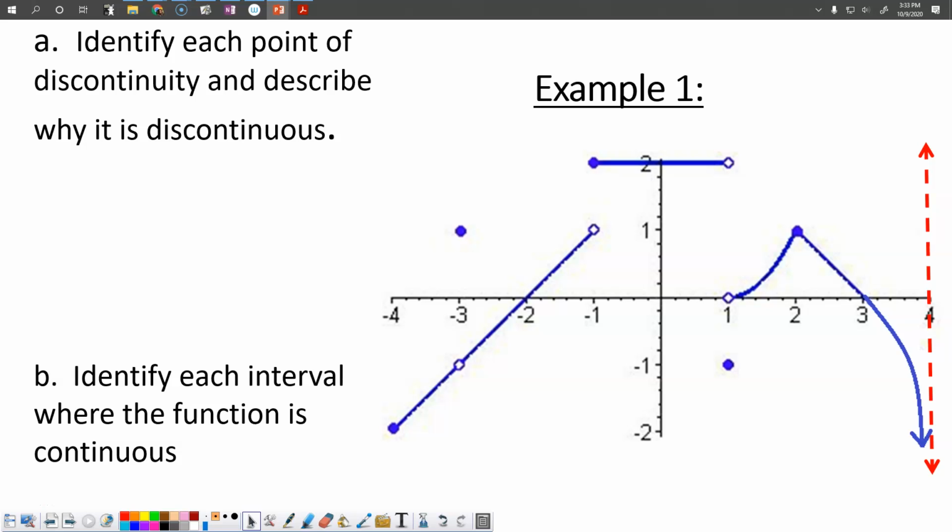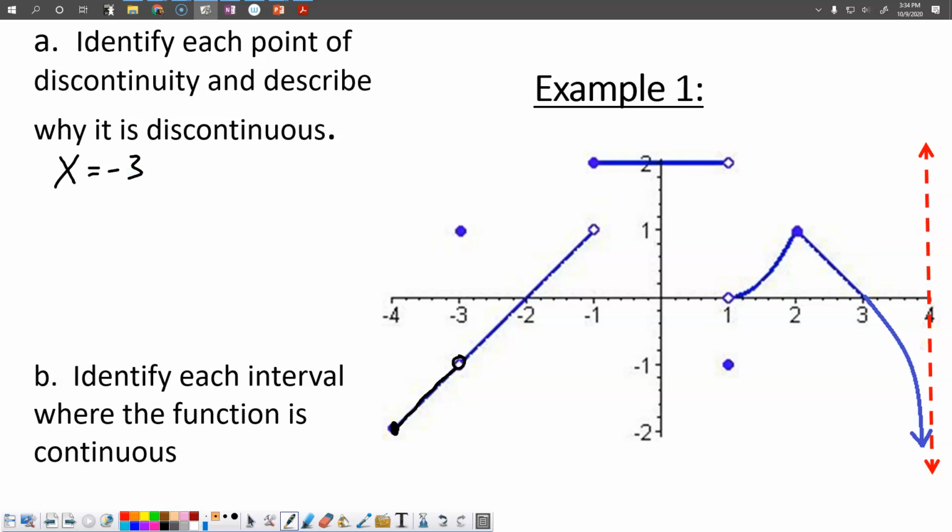Part A is saying identify each point of discontinuity and describe why it is discontinuous. All right. I'm going to start over here on the far left. I'm going to put a dot, and I'm just going to start tracing the blue line. And as soon as I reach a place where I have to pick up my pencil, we've got a discontinuity. And boop, there's my first discontinuity. I can't go past that open dot. So I have a discontinuity right there at x equals -3.